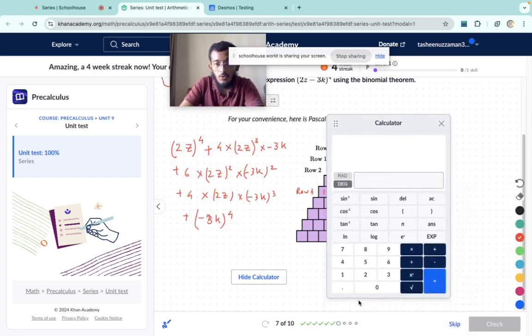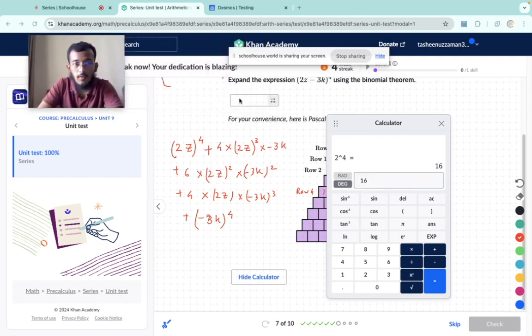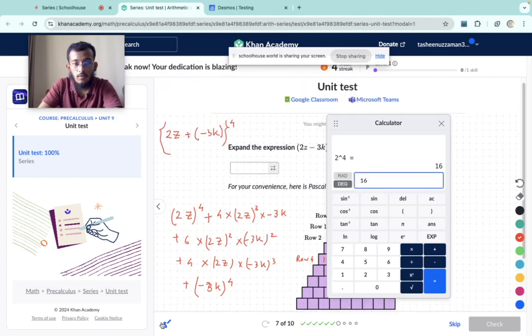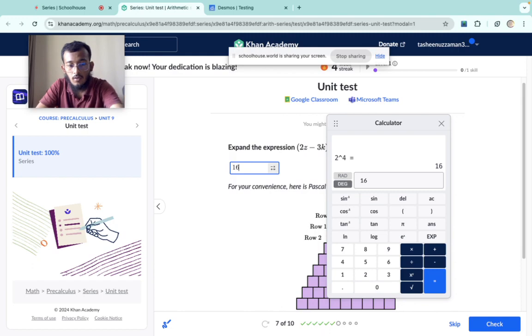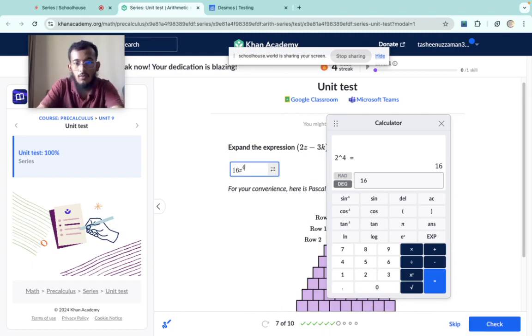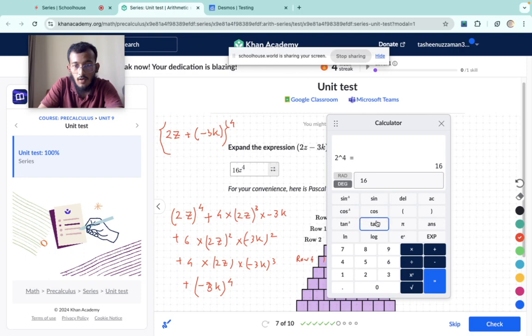So 2 to the power 4 is 16. So that means this will be 16 z to the power 4, and then you have got 4 into 2 cubed.